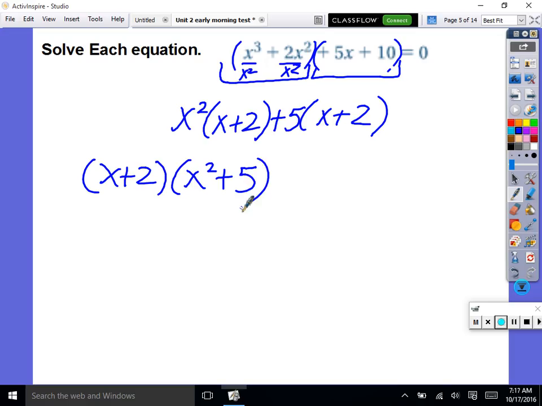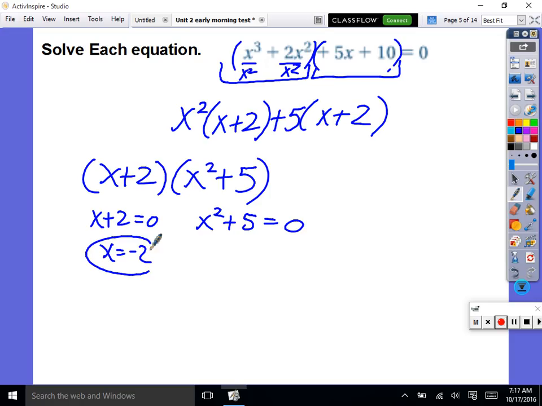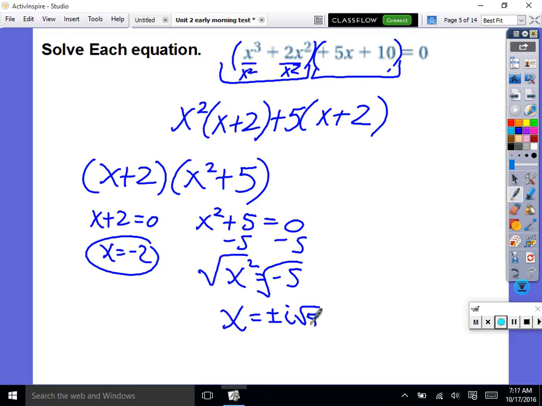Linear, quadratic, set each of them equal to 0. Solve for x using the correct algebra. So we'll get x is equal to negative 2. Do the algebra here. Subtract 5. X squared is equal to negative 5. X is equal to, what would it simplify to be? Good. Okay, let's count how many solutions. 1, 2, 3. We should have had 3. We're good. Okay, awesome. So we've done now one by grouping. We've done GCF. Do you see how there's going to be one of every type?